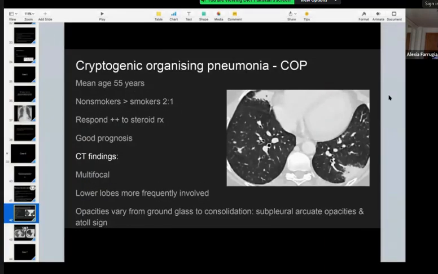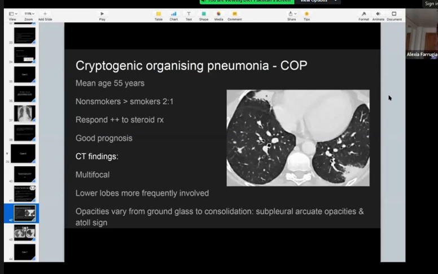So this was a case of cryptogenic organizing pneumonia. Typically, this is seen in patients of a mean age of about 55 years. More common in non-smokers as opposed to smokers. They respond very well to steroid therapy. So usually post-steroid therapy, these areas of consolidation kind of melt away. So they have a good prognosis.